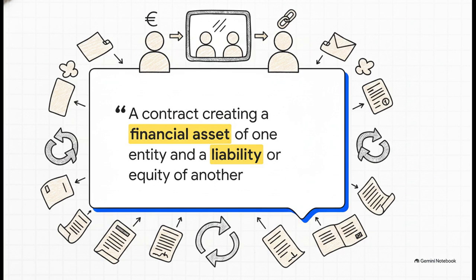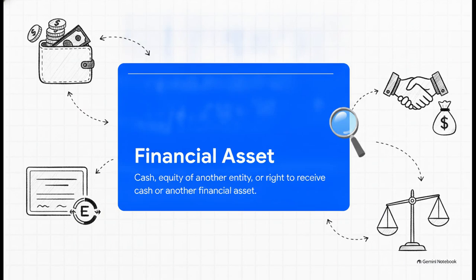Think of it like a giant mirror. A transaction always creates a mirrored contractual relationship between two different entities. If you've got a financial asset, someone else on the other side of that contract must have a financial liability or an equity instrument. Let's break down that asset side, nice and punchy.